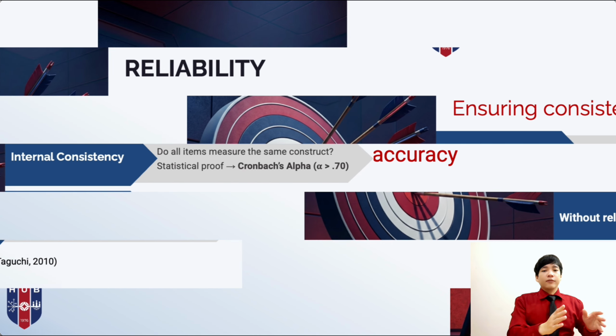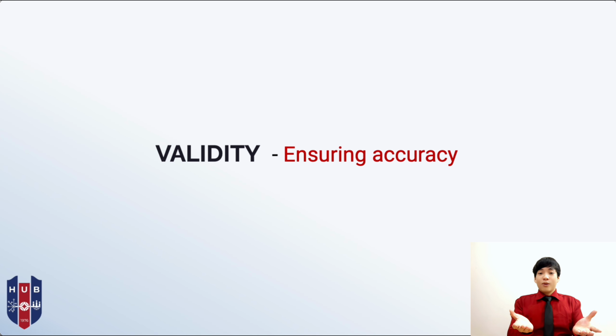Reliability alone is not enough. A broken clock is reliable. It's just reliably wrong. We need validity, which refers to accuracy. The biggest challenge is construct validity. Are we measuring language anxiety or just general shyness?